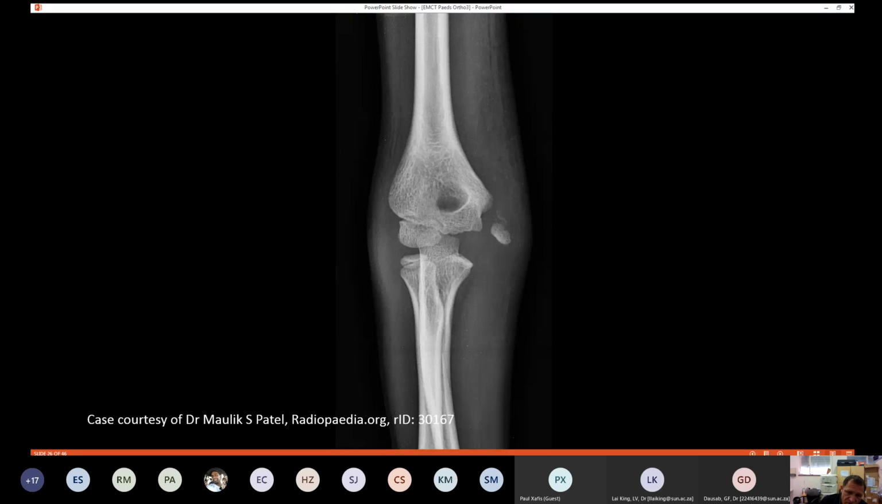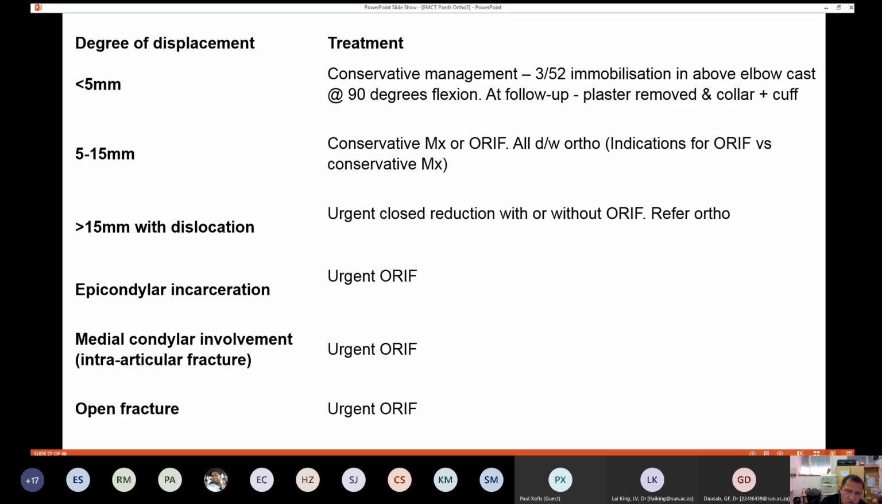Another example of a medial epicondylar fracture, and in this regard, there's again two fragments, and the displacement is a little bit more, probably between 5 and 15 millimeters, and more than 15 millimeters. And those are the three classifications that we use to assess the severity and again the management of these injuries in children. So less than 5 millimeters, conservative management with 3 weeks of mobilization, and then follow up with orthopedic surgery.